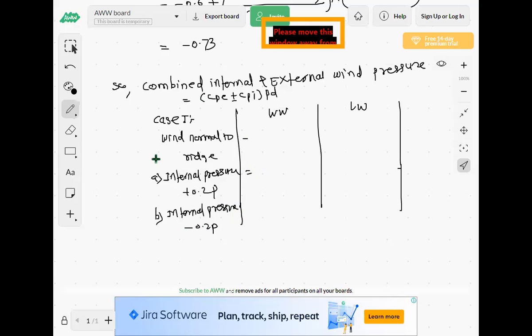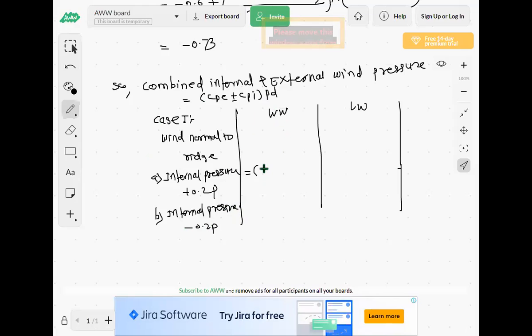See, for first, see CPE. Now for windward side 90 degree, how much is our CPE? CPE is our minus 0.8.